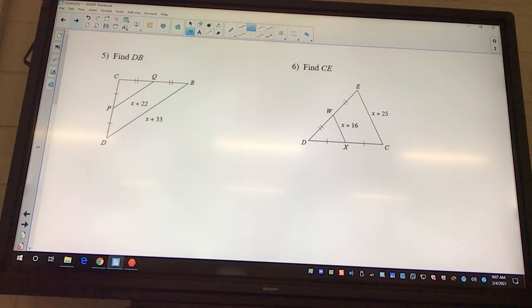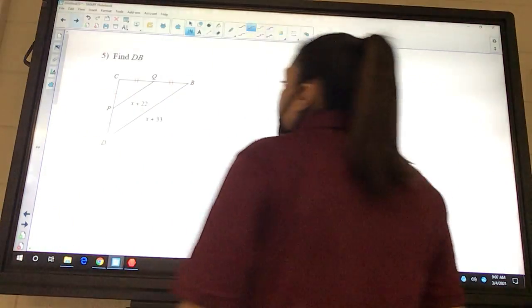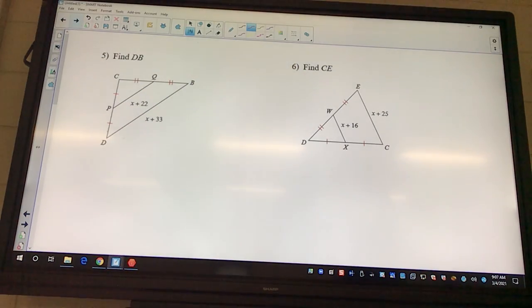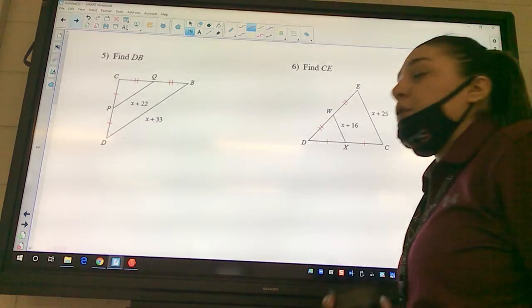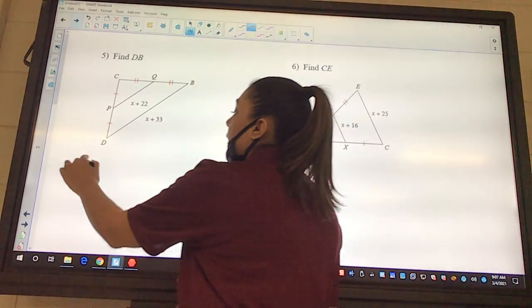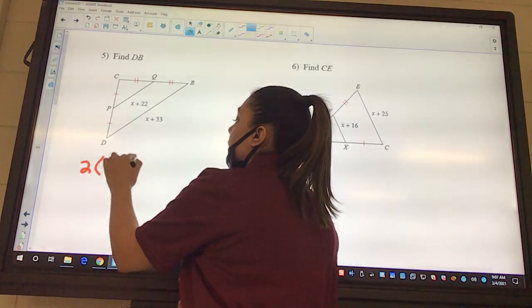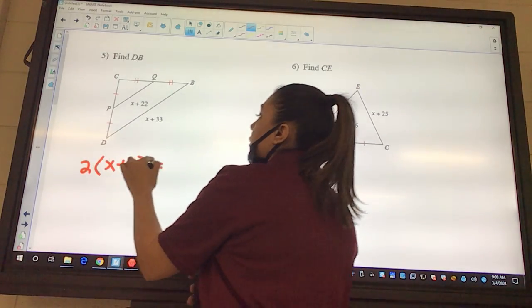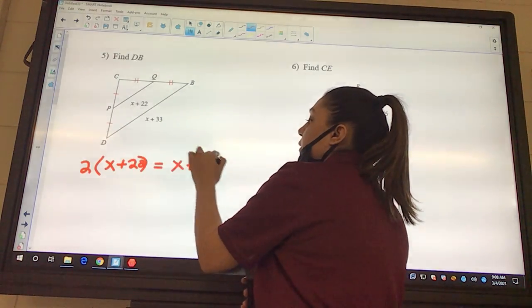Let's look at 5. It wants us to find DB. And so we can still set this up. It's 2 times the small equals the big. What is our small? x plus 22 equals our big, which is x plus 33.